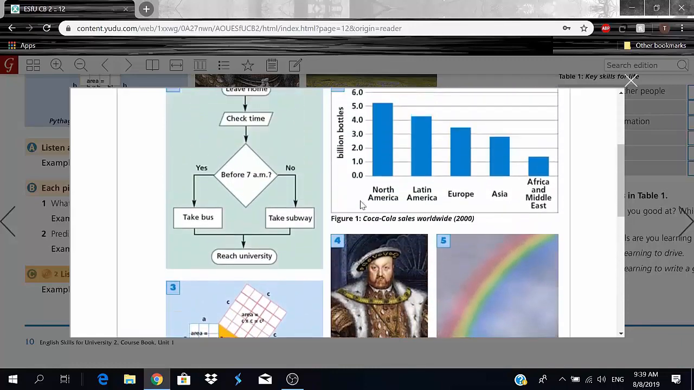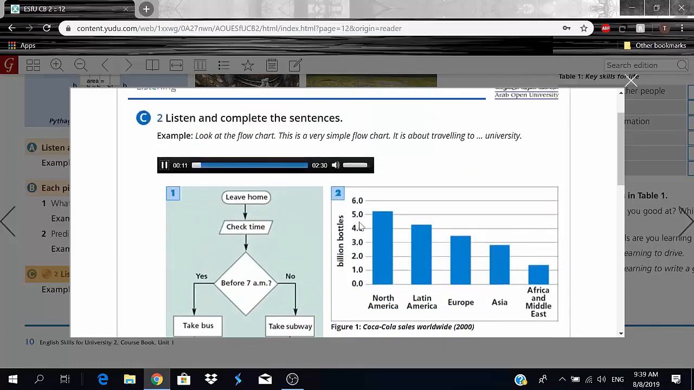Can you get out your IT books? Page 23. Look at the flowchart. This is a very simple flowchart. It is about travelling to university.